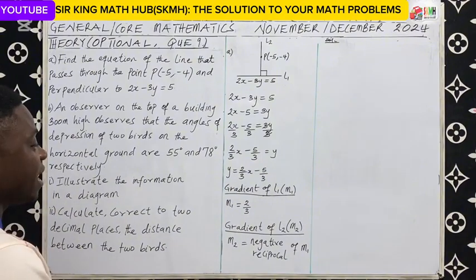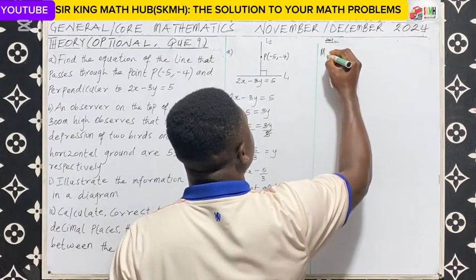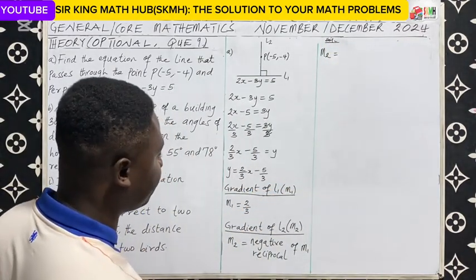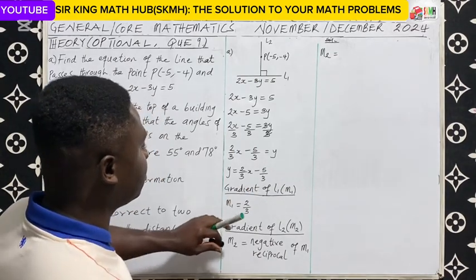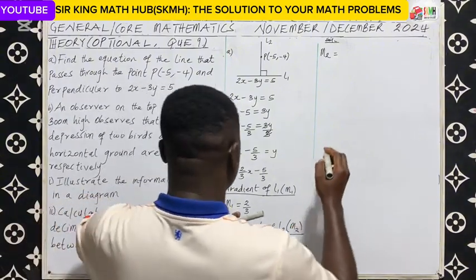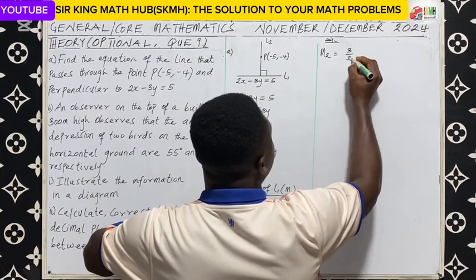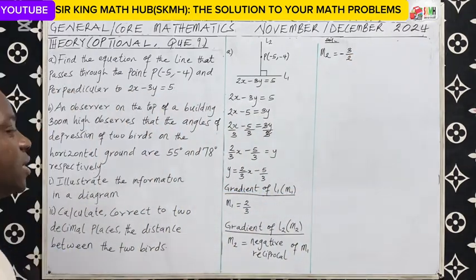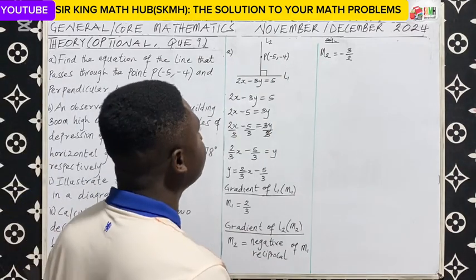So with this, can we find M2? Yes, M2 is equal to the negative reciprocal of the gradient of line 1. For M1, we had 2 on 3. The reciprocal of 2 on 3 becomes 3 on 2. But we are looking for the negative reciprocal. So now we know the gradient of this line.